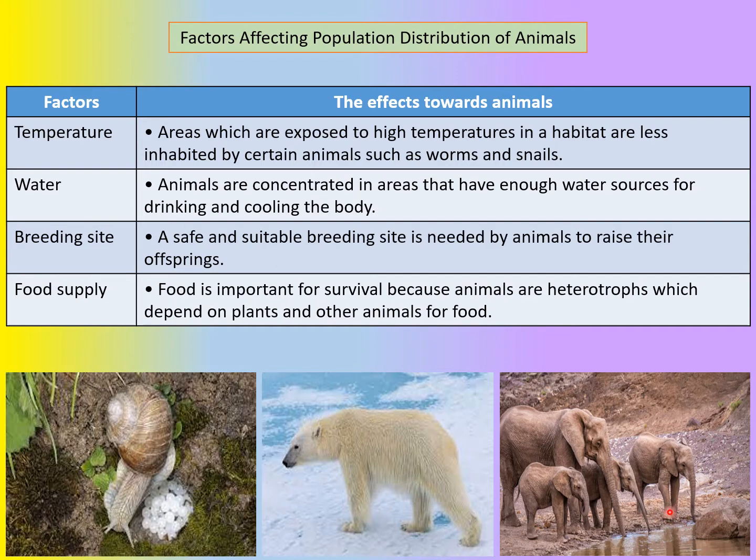Okay, this one: breeding site. A safe and suitable breeding site is needed by animals to raise their offspring. And the last one, factor number 4, food supply. Food is important for survival because animals are heterotrophs, which depend on plants and other animals for food.